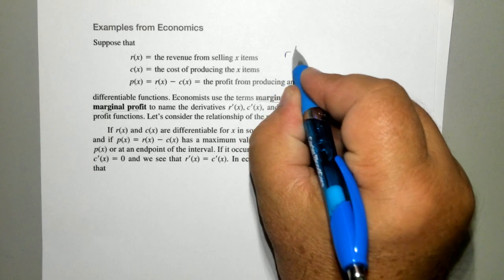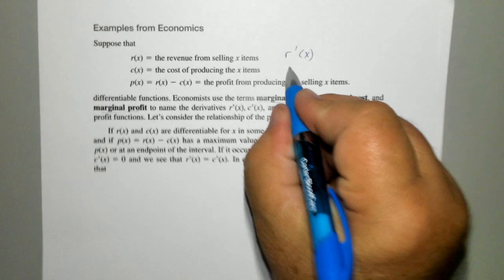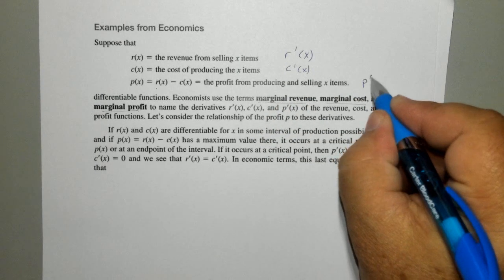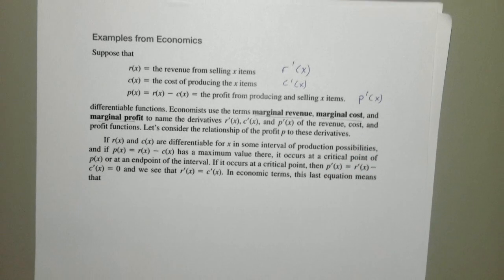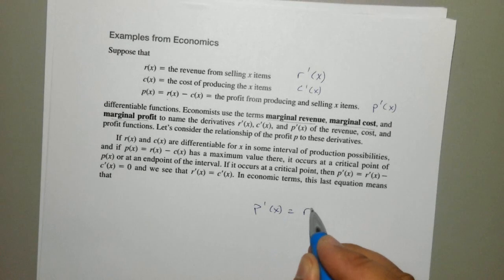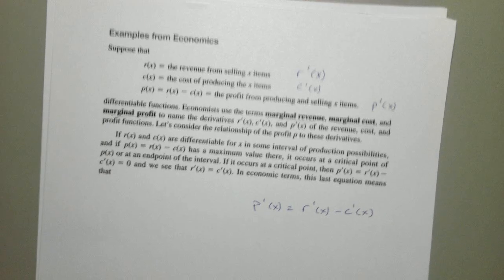Those are the changes. And those relate to the derivatives. So the derivative of R, of the revenue, is your marginal revenue. The derivative of cost is your marginal cost. And the derivative of profit is your marginal profit. So the marginal profit comes from the marginal revenue minus the marginal cost.